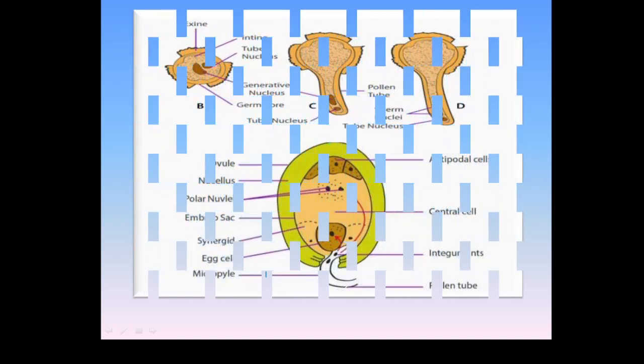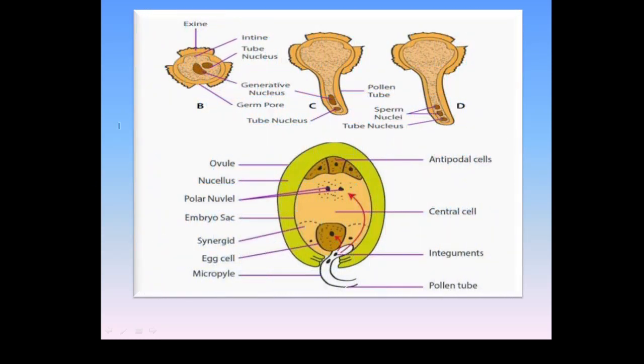Okay, here you can see the picture. See, here you can see the exine, the intine, the tube nucleus, the generative nucleus, the jumbo. See, here it is just starting. The pollen tube is just starting to generate. Here these two are the sperm nuclei and this is the tube nucleus. Okay, you can see the pictures to just get it.